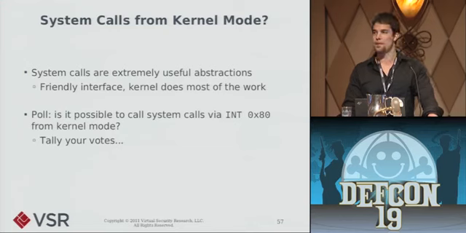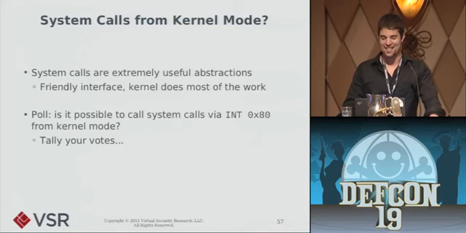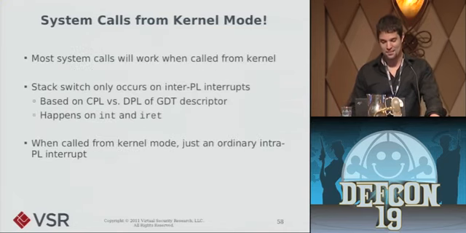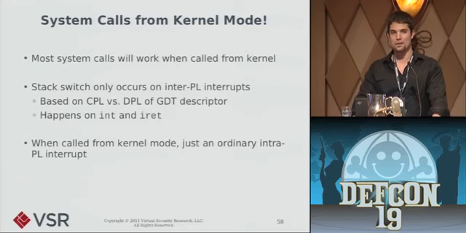It's pretty good. How many of you think that some issues may arise if you try to make an int80 from kernel mode? How many of you have no clue what I'm talking about? Thanks for being honest. It turns out that most system calls will work perfectly fine when you call them from the kernel. The details of this, you just need to know some x86 trivia, but basically the problem that I thought might arise has to do with the fact that when you transition from userland to kernel mode, you switch stacks to a kernel mode stack, and I thought that that might screw things up.